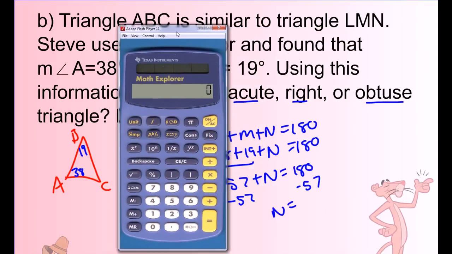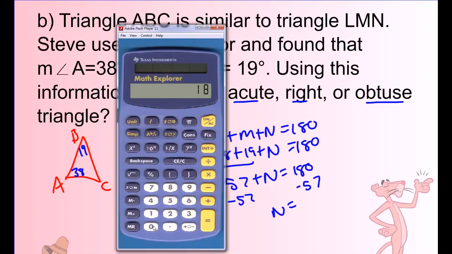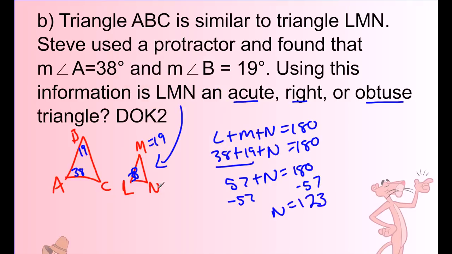Calculator says, 180 minus 57 is 123. So this angle N is 123 degrees. Now that I know how big each angle of this triangle is, I can tell you if it's right, acute, or obtuse. And the answer is, it's obtuse.